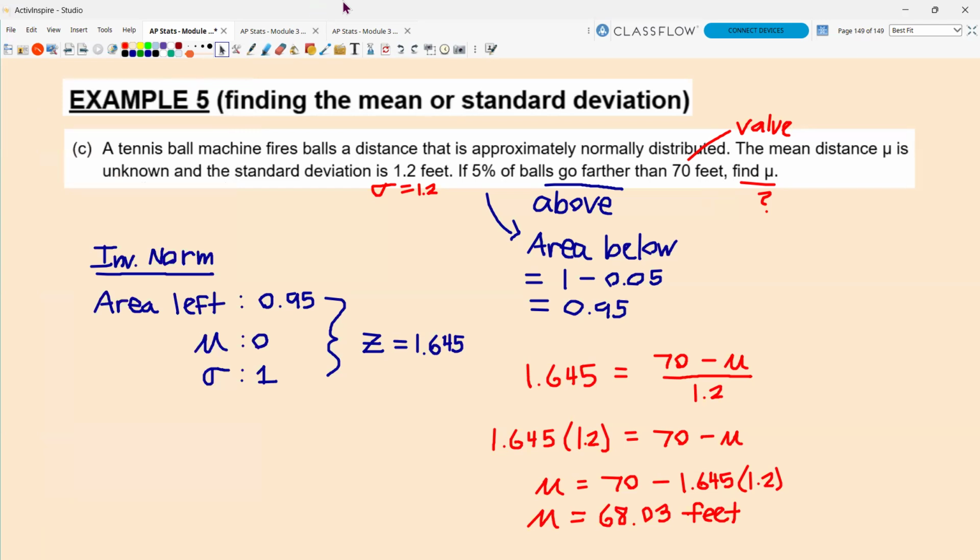I hope this was helpful. This is one of the most fundamental things in this class, so it's very important that you know how to utilize the normal distribution because it's going to be used in so many other things.